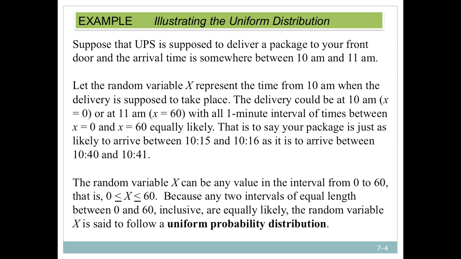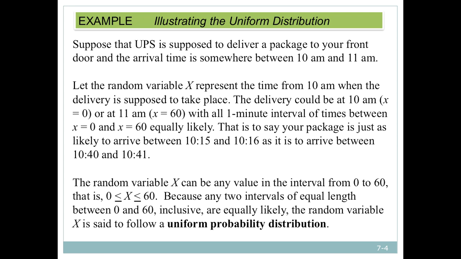So let's suppose that UPS is going to deliver a package to your front door, and you know that the arrival time is going to be somewhere between 10 and 11 a.m. So we're going to let the random variable x represent the time from 10 a.m. when the delivery was supposed to take place, meaning that the delivery could be at 10 a.m., which would mean that x would be equal to 0. It could be at 11 a.m., which would mean that x is equal to 60, because that's 60 minutes.